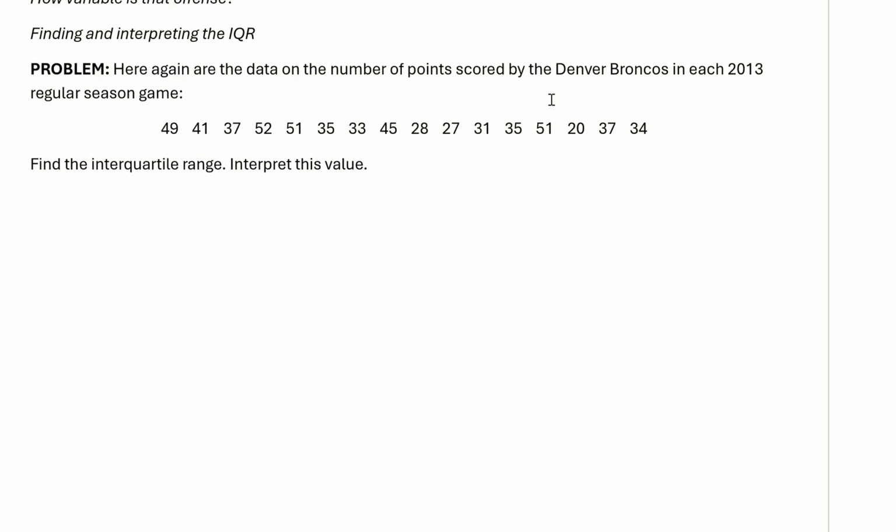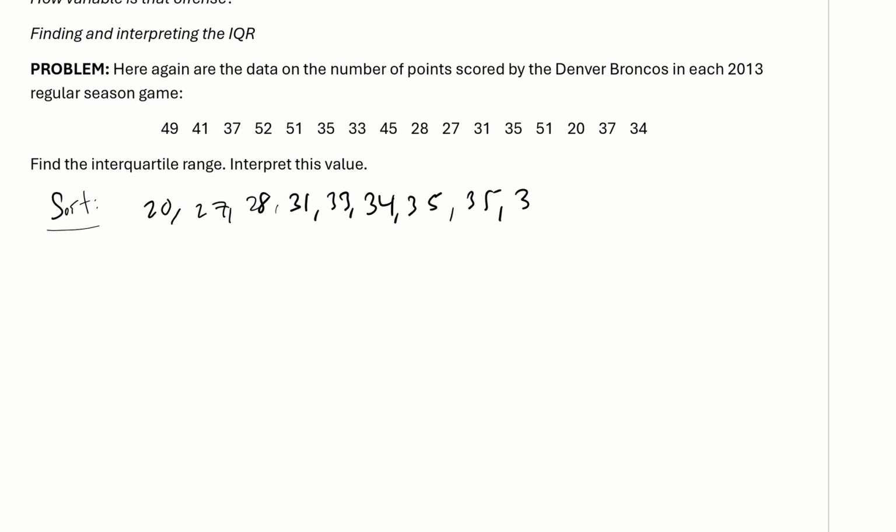So here again on the same number for the Denver Broncos. Find the interquartile range and interpret this value. So we just got to find the interquartile range. So first, we need to put it in order. Okay, so let's sort. All right, so we got 20, 27, 28, 31, 33, 34, 35, another 35, 37s, 41, 45, 49, 51s, and 52.